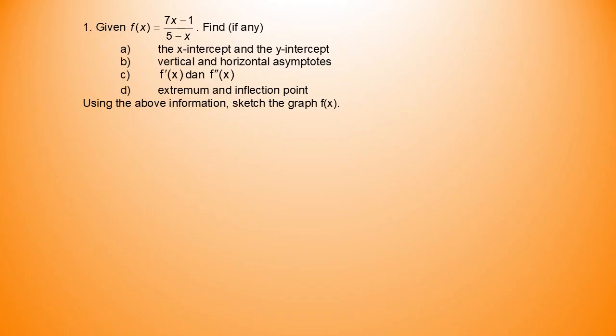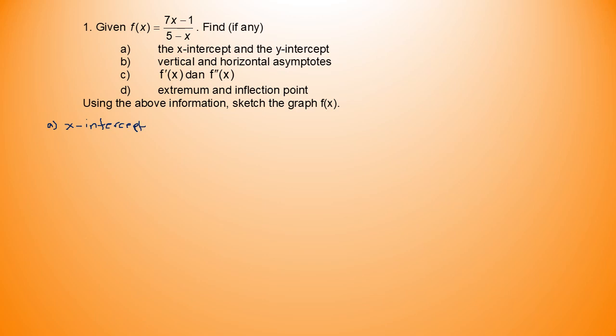Here is the question. Given f(x) = (7x - 1) divided by (5 - x), find, if any, the x-intercept and y-intercept, vertical and horizontal asymptotes, f'(x) and f''(x), extremum and inflection points. Using the above information, sketch the graph. So first, we will find the x-intercept.